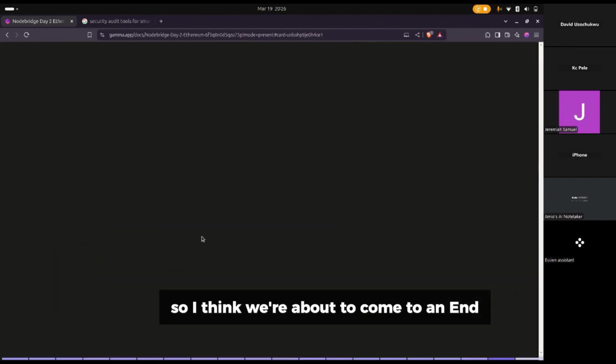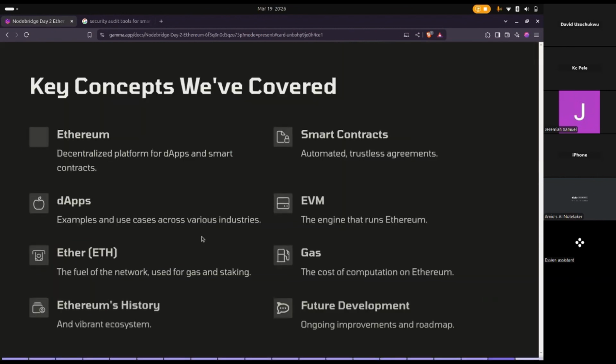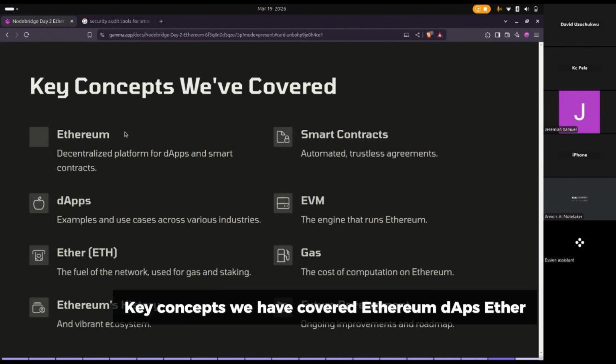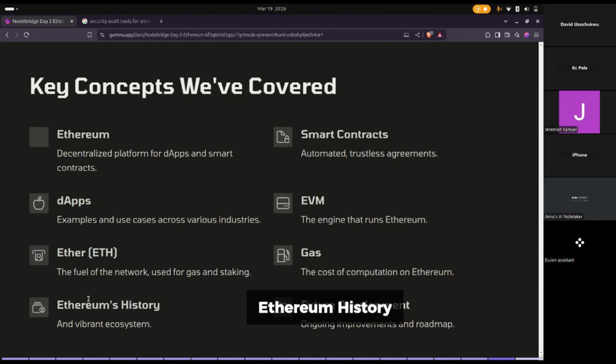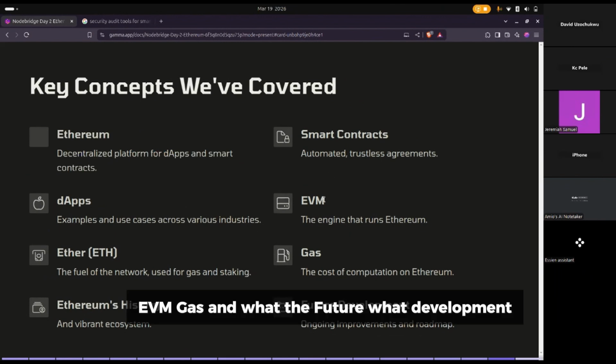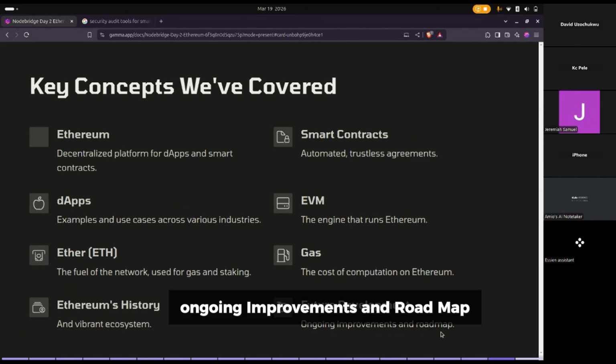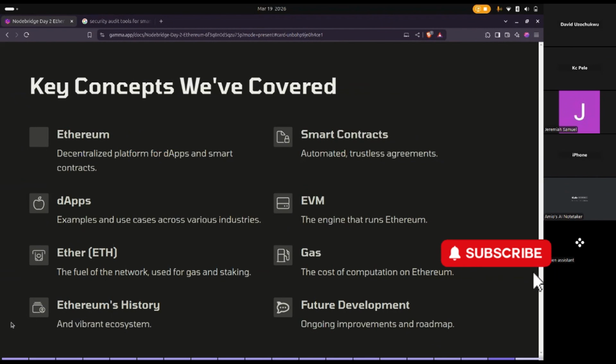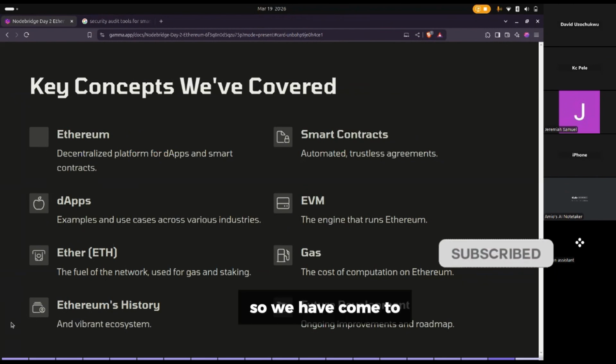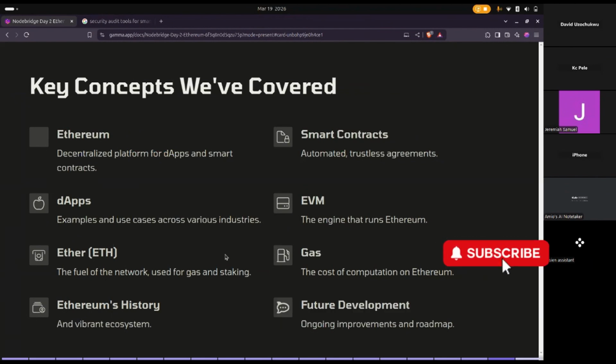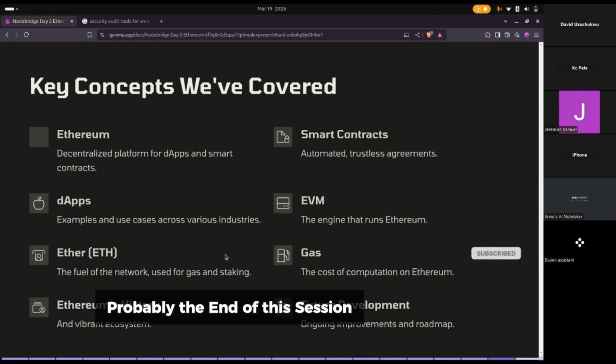So I think we're about to come to an end for this session. Key concepts we have covered: Ethereum, dApps, Ethereum history, smart contracts, EVM, gas, and the future development, ongoing improvement, and roadmap. So we have probably come to the end of this session.